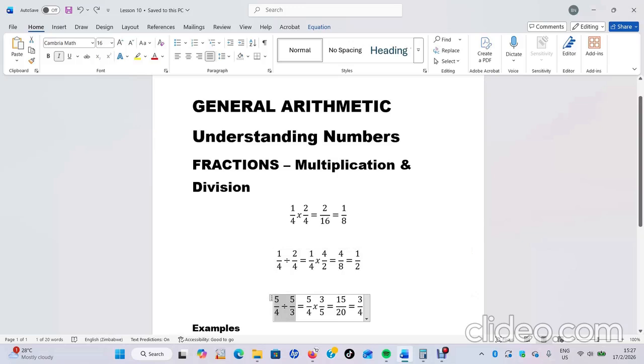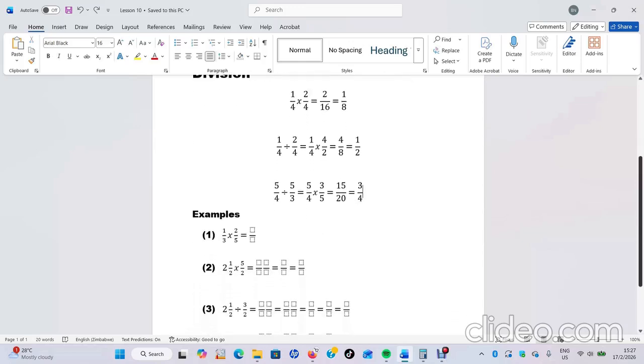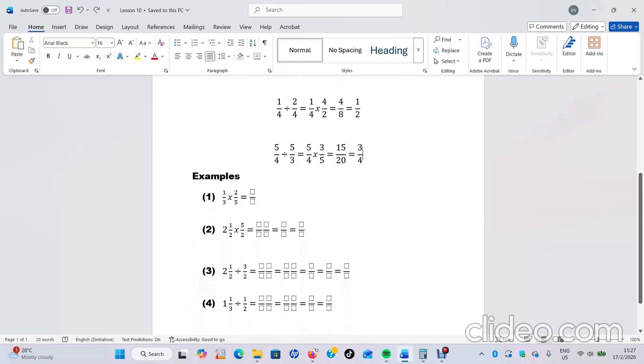Now 5/4 divided by 5/3. So we go ahead, we invert the second fraction so that we can multiply. So 5/3 becomes 3/5. Then we have 5 times 3, 15, 4 times 5, 20. Then we reduce, we divide both by the highest common factor, which is 5. So we divide 5 into 15, 3, 5 into 20, 4. Our answer is 3/4. Now let's look at examples.